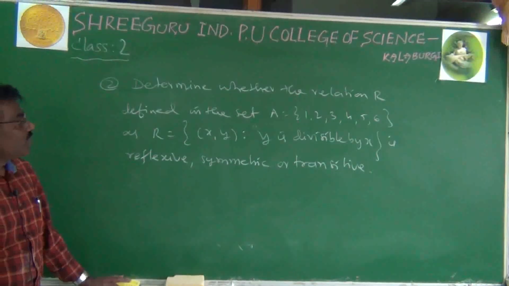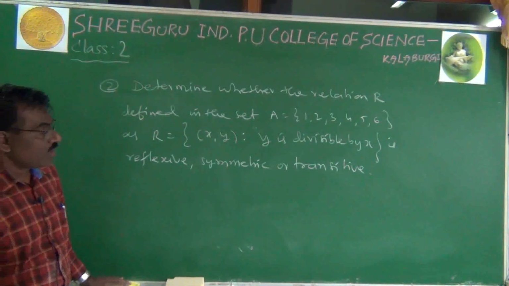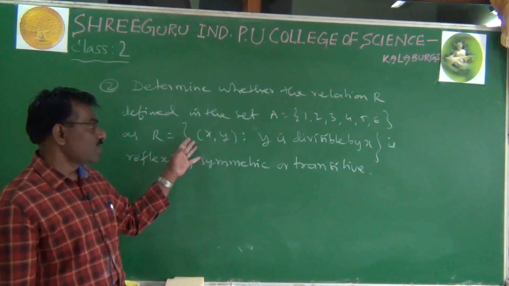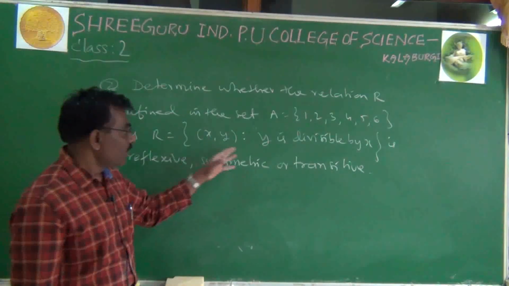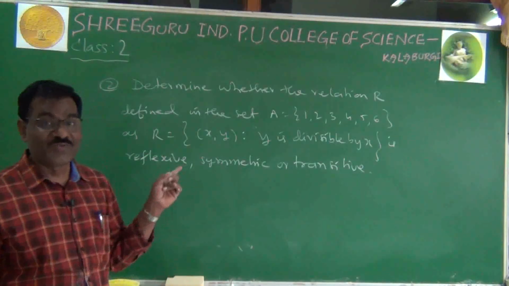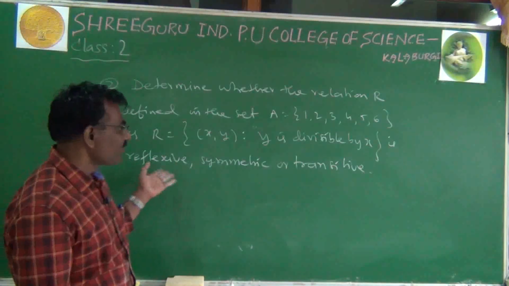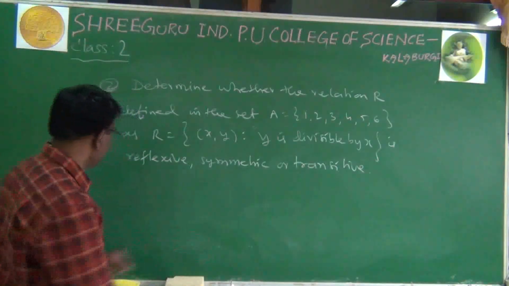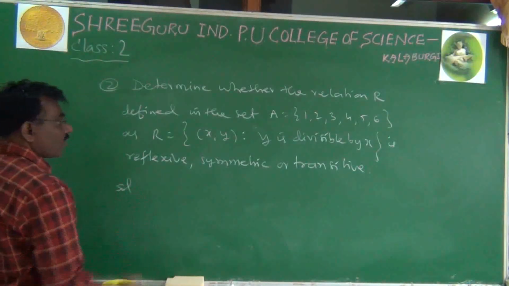Determine whether the relation R defined on the set A = {1 to 6} is reflexive, symmetric or transitive. So what is the condition? Relation R is defined as (x, y) such that y is divisible by x. We will check whether it is reflexive, symmetric, or transitive. Then we will start.